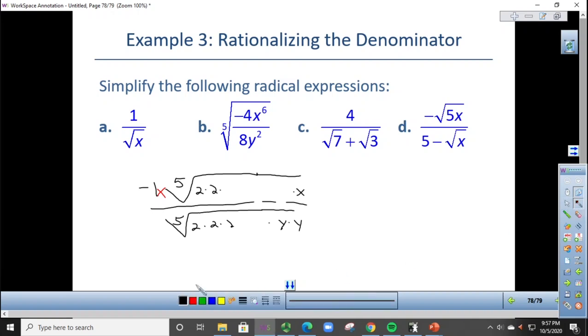So my denominator needs to be rationalized. And so I have the 5th root, but only have 3 2's. So if I just multiply this by 2 more 2's, and multiply this by 3 more y's, and remember, whatever I do in the denominator, I need to do in the numerator. So 2 more 2's, 3 y's.